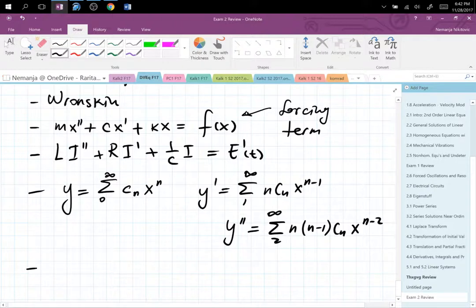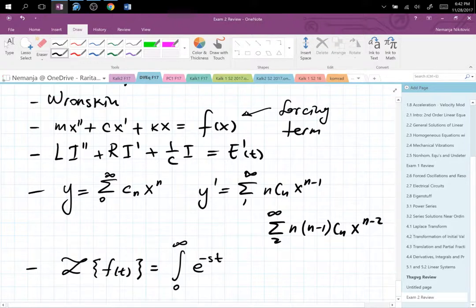So chapter 4 with the Laplace, you must know the formula for Laplace transform. So Laplace transform of a function of t is given as the integral, anyone? 0 to infinity e to the minus st times f of t dt.